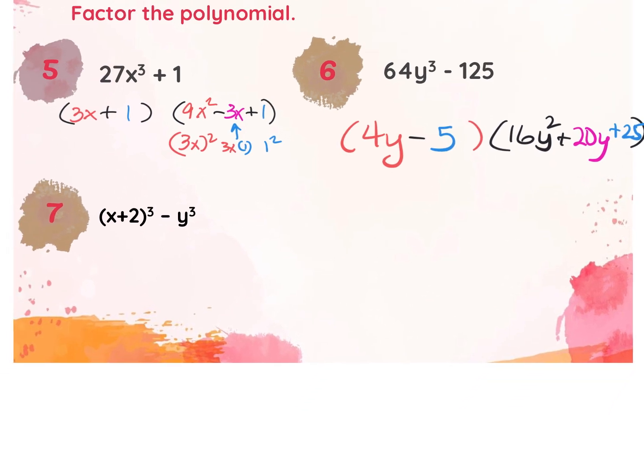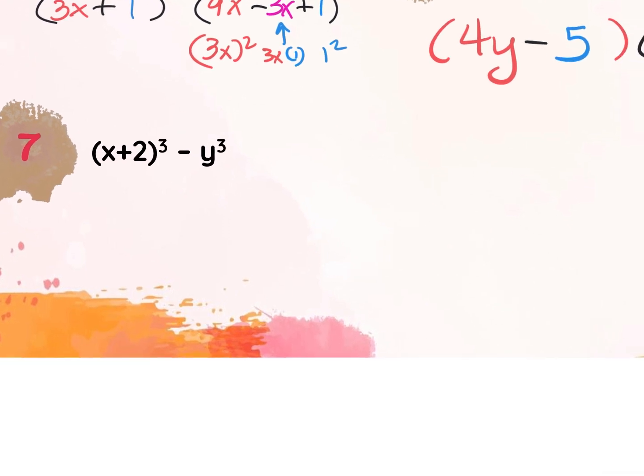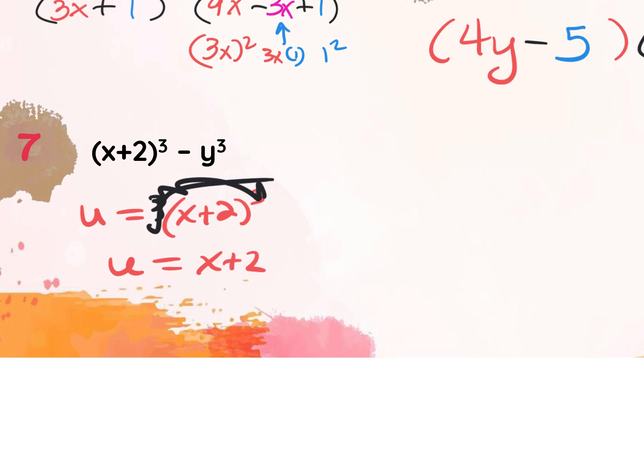So for the last one, these are still two perfect cubes. It's the difference. So my u value here for this first term, I'm taking x plus 2, x plus 2 raised to the third power. Remember, when you cube root something that's raised to a third power, it cancels it. So my u value here is x plus 2. And then my v value is just the cube root of y to the third, which just gives me y. So now I'll plug it into the pattern.